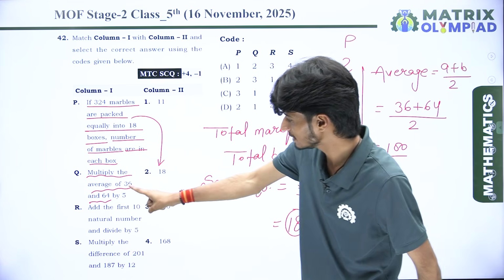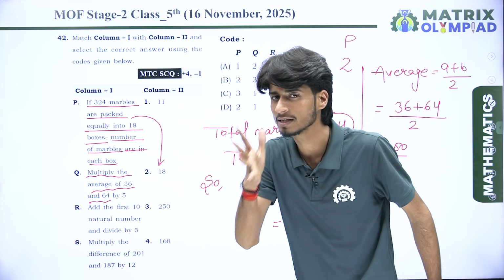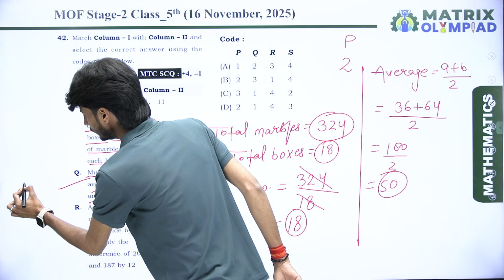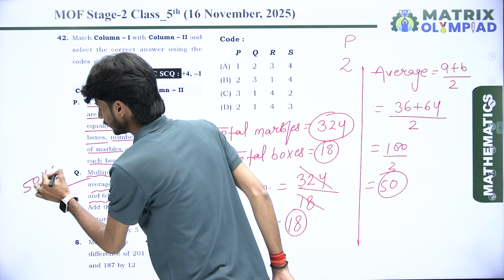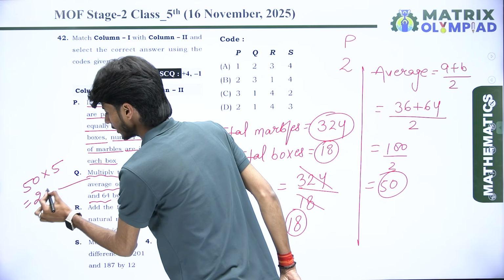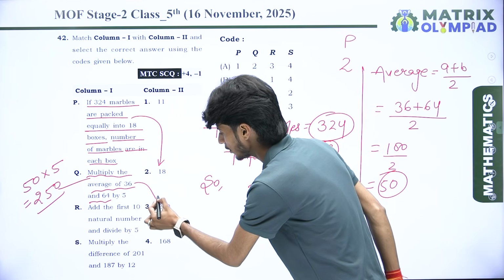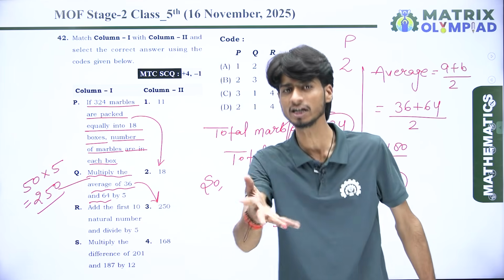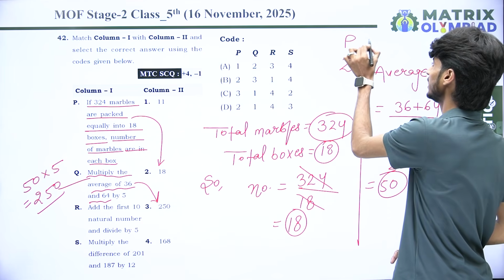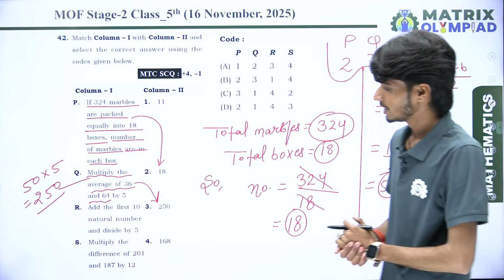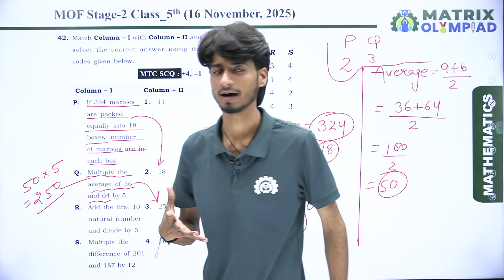And multiply the average by 5. That means 50 multiplied by 5. Then according to Q, when we multiply 50 by 5, we get 250. And 250 is represented in point number third. So Q matches with point third. So we write here Q matches with point third. Got it? Now we have point number R.